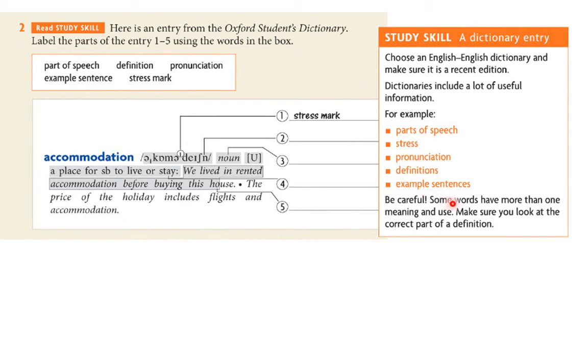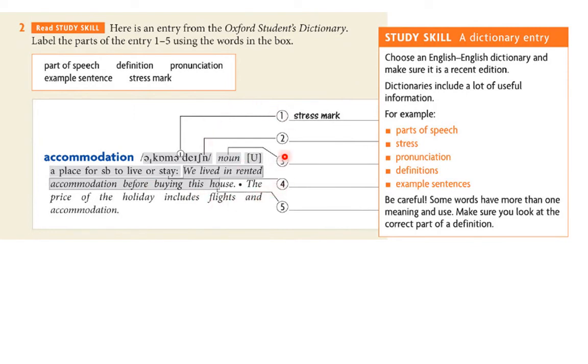Be careful. Some words have more than one meaning and use. Make sure you look at the correct part of a definition. So sometimes some words have two definitions or more. If we are looking for a specific word, we should choose the right definition that is suitable for our sentence.